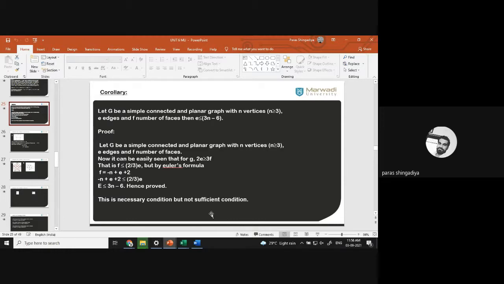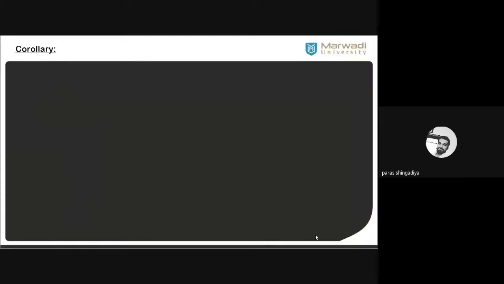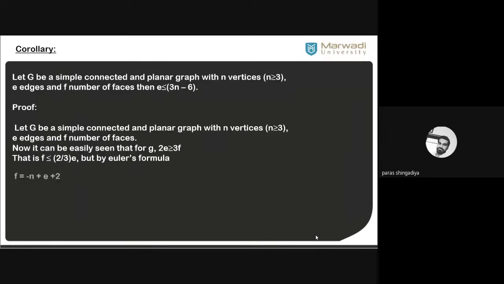For example, I need to create a planar graph by taking n equal to, let us say, 4 vertices. How many minimum edges are required to create that type of graph? So let's consider n equal to 4. What will be the answer by using this formula? E less than or equal to 3 times 4 minus 6. So E less than or equal to 6.